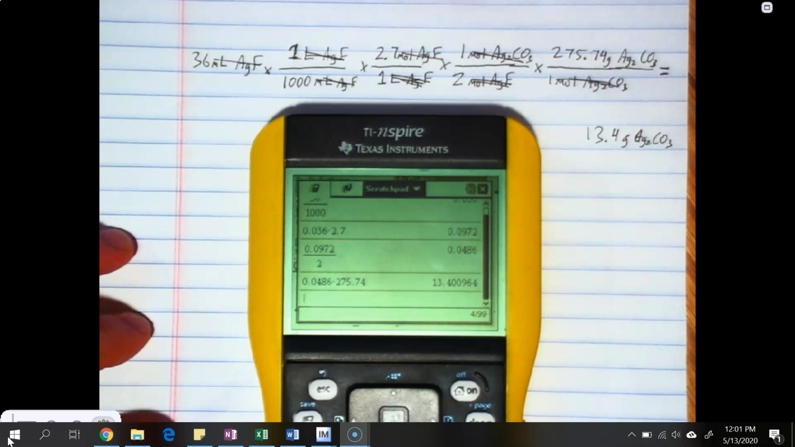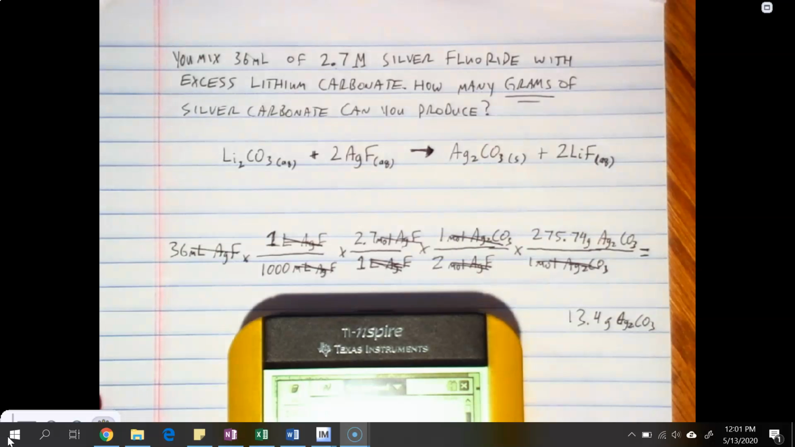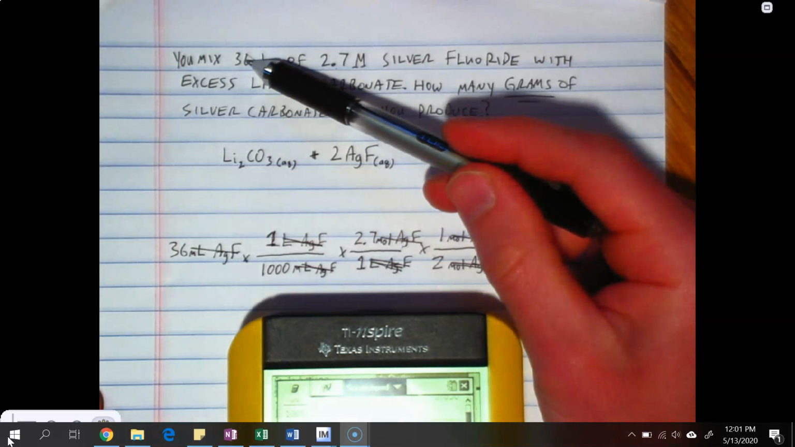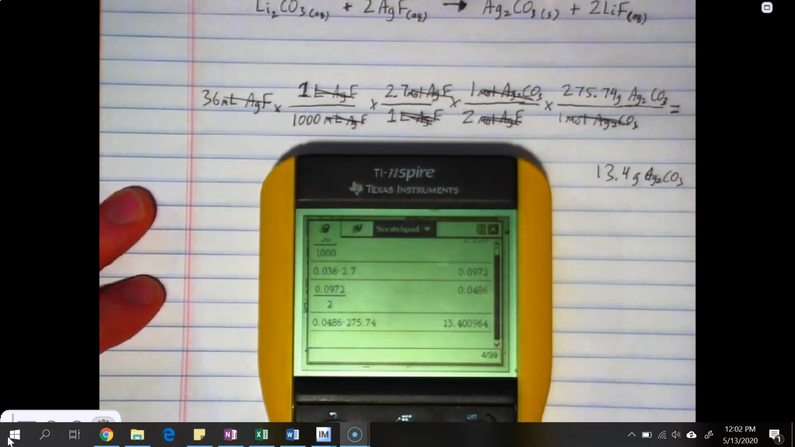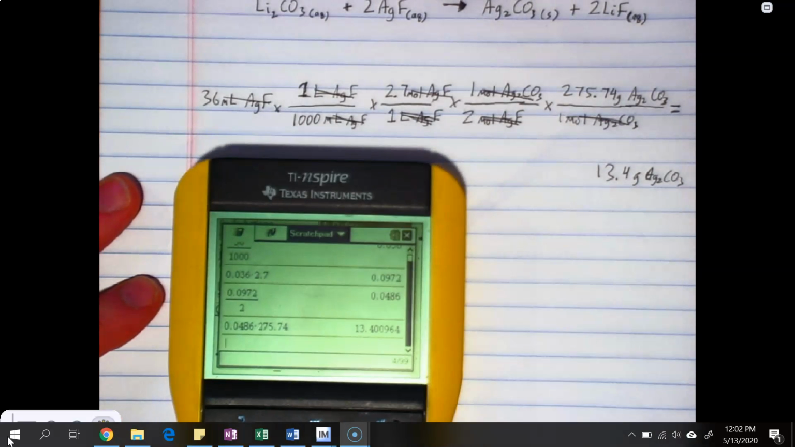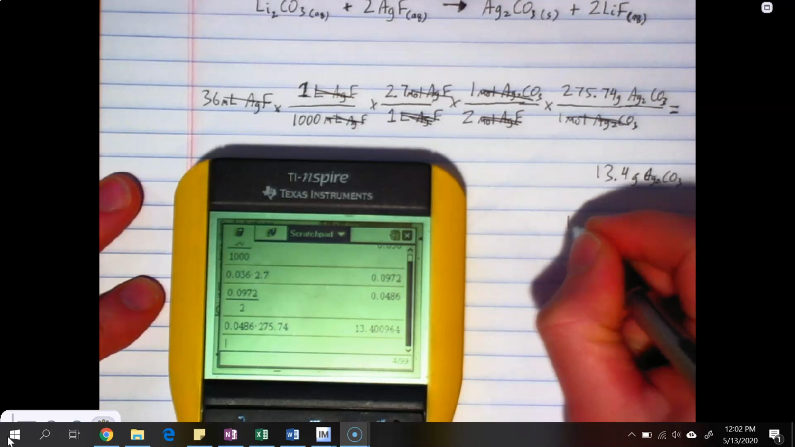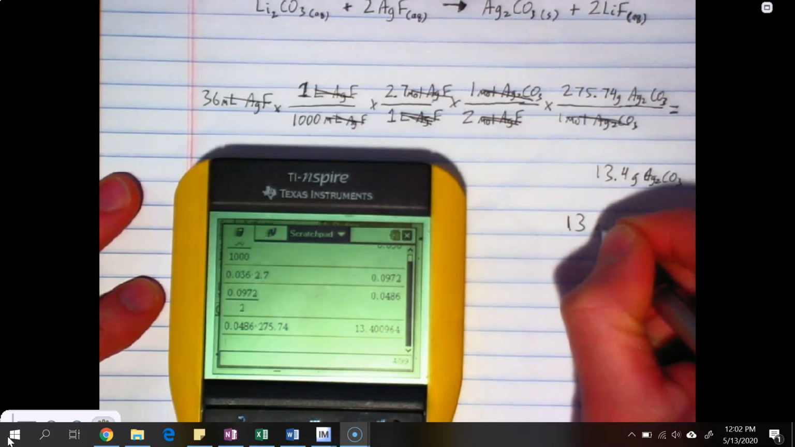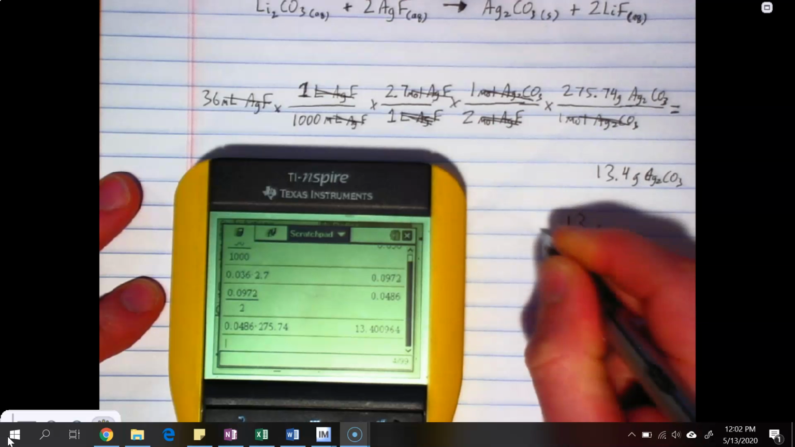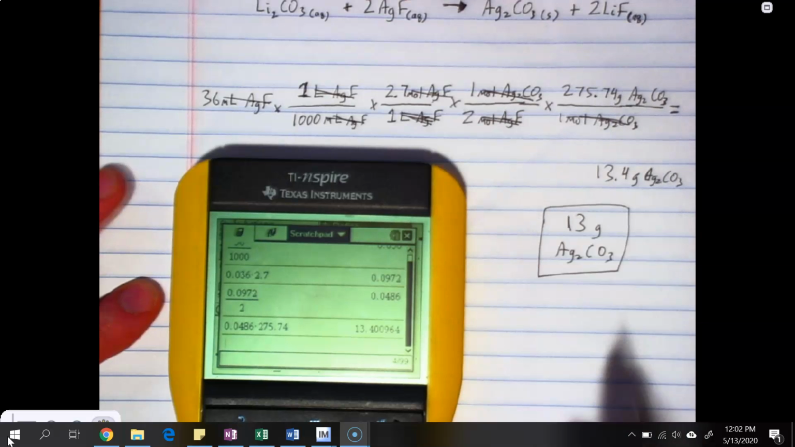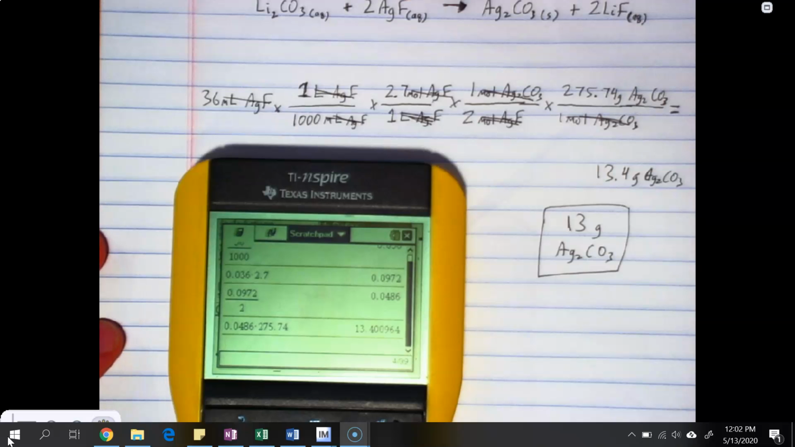Then I just have to think about significant figures. I was given 2 numbers to start. So we've got 2 significant figures and 2 significant figures. So I think our answer should be rounded to 2 significant figures. That 4 rounds down. So we end up with just 13 grams of Ag2CO3.